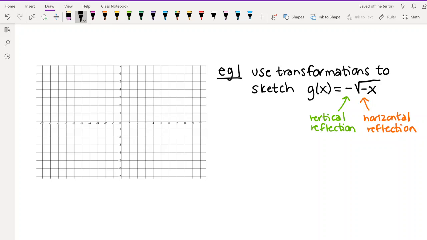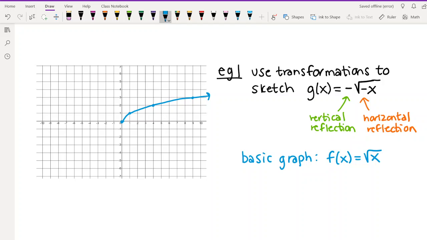So I'm going to start by sketching the original function here, the basic graph that we're comparing this to, which would be f of x is equal to square root of x. And so I'm going to start by just sketching that graph. Okay, so here is our original graph.